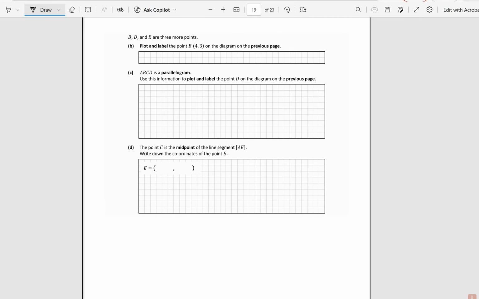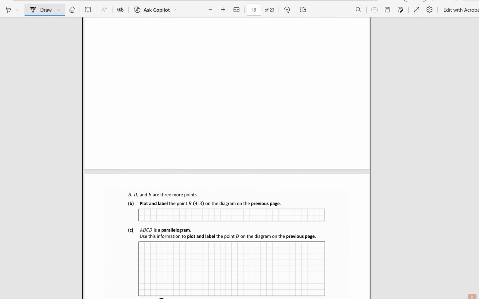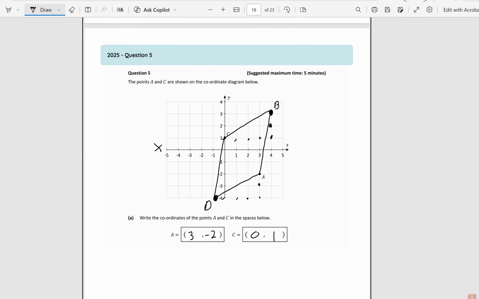Point C is the midpoint of AE. Write down the coordinates of E. So we want to write down the coordinates of E, and C is the midpoint of AE. Right, tidy this up a bit.